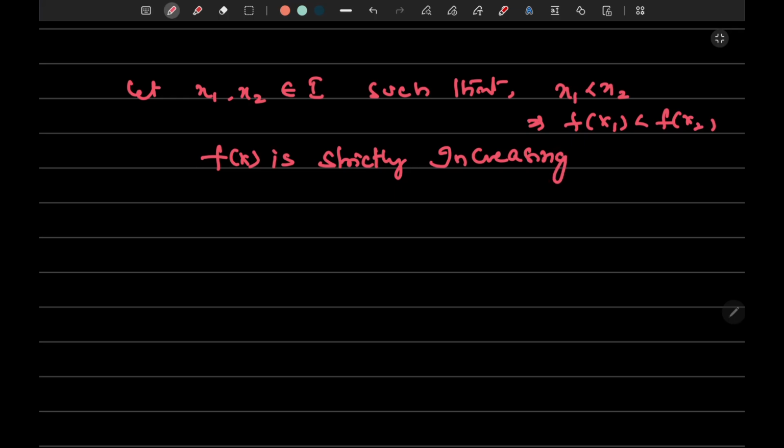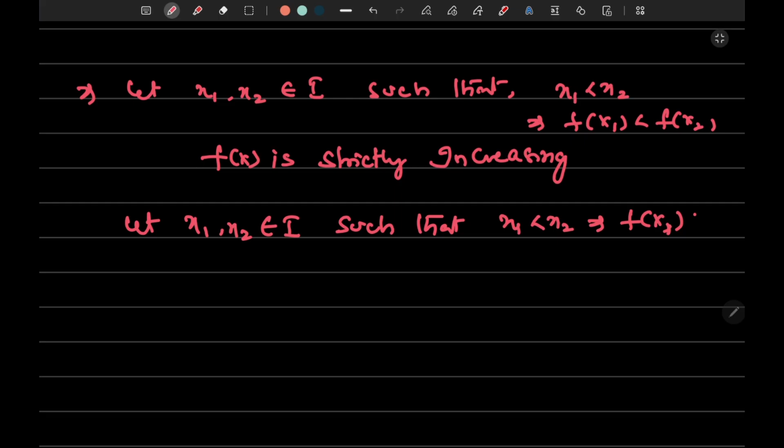Okay? First point. Second point is the same thing. Let x1, x2 be two elements in the given interval such that x1 is less than x2, that implies f of x1 is less than or equal to f of x2, then f of x is increasing.